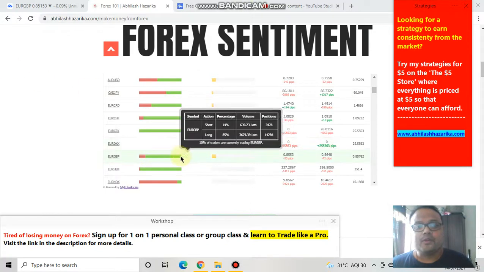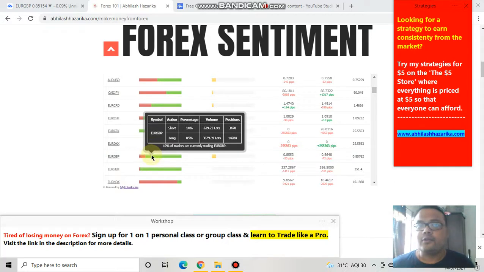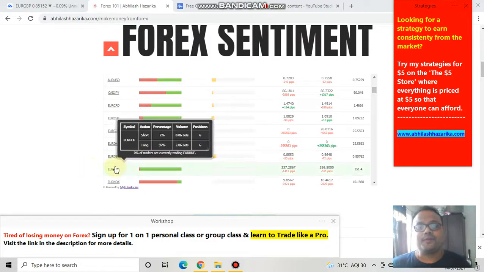Therefore, you should never go against the trend. And this is the main reason why retail traders lose money. 85% of traders have taken long positions in the downtrend market.